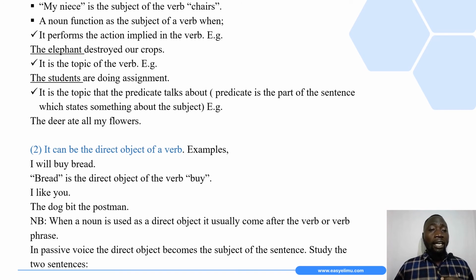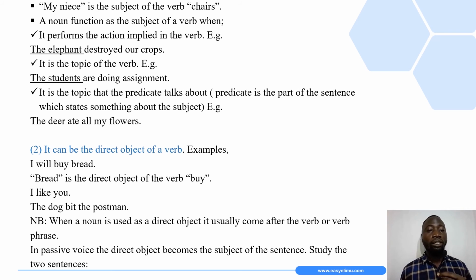A noun can also function as the subject of a verb when it is the topic that the predicate talks about. A predicate is the part of the sentence which states something about the subject. For example, we have this sentence, the deer ate all my flowers. In that case, the underlined is also the noun.